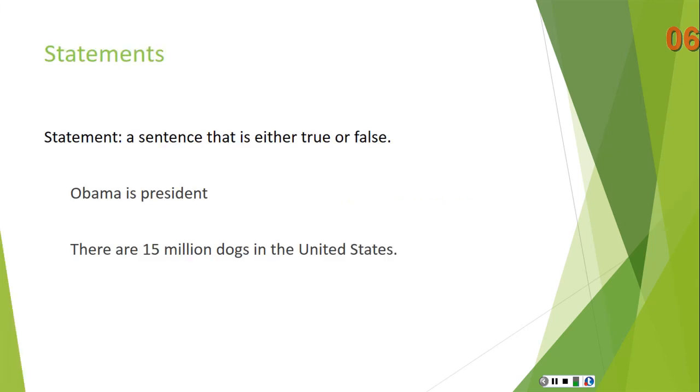So a statement is a sentence that is either true or false. It's an indicative sentence. Okay, Obama is president, although that'll soon be false. It's true right now. There are 15 million dogs in the United States. Well, that's either true or it's false. Okay? Those are statements. These are sentences that are either true or false.